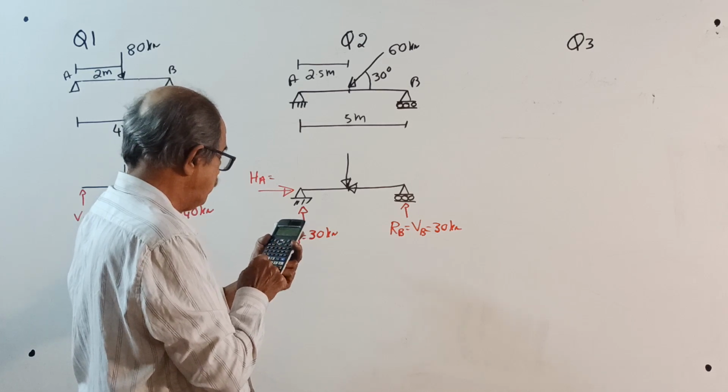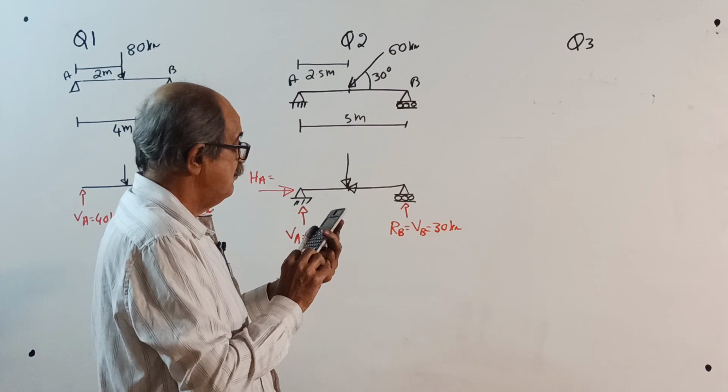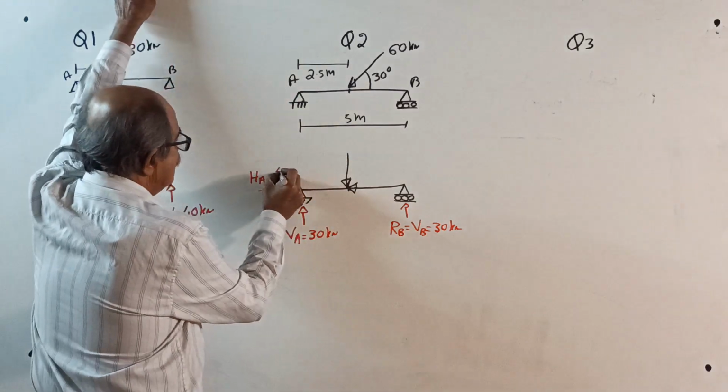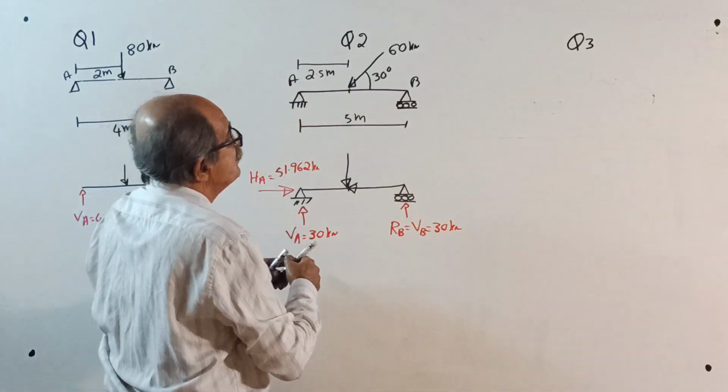See, I will not come with the prepared question. I am not coming with the prepared question. 51.962 kilonewton. 51.962 kilonewton over. Next question.